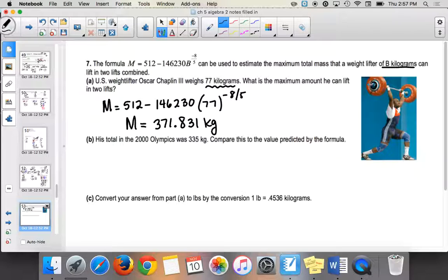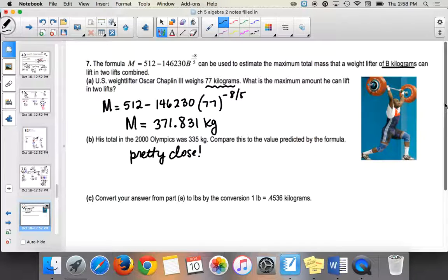So it says his total in the 2000 Olympics, so what we just found in part A is the maximum amount that the human body can physically lift in two lifts without, I'm guessing that your back would break and so on, like without terrible things happening, being crushed, 371.831. And Oscar Chaplin, he's the man, right? So he got it in 330, he did 335 kilograms, which is pretty insane. So compare this value predicted to the value predicted. Pretty close, right? Well, let's find it.